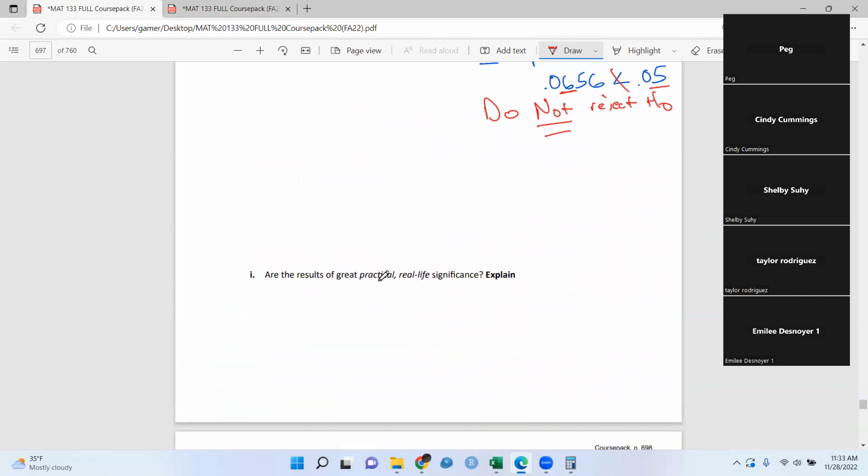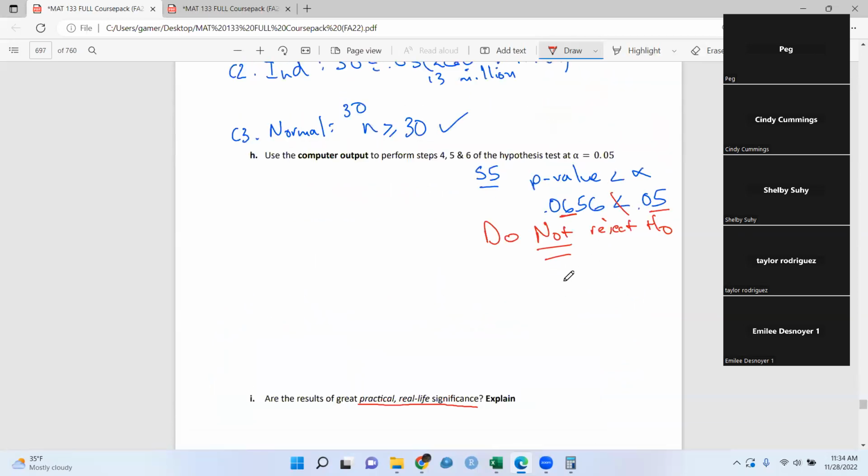This is an interesting question here. Are these results of great practical real life significance? The results are that we have no results. So no, there is no significance. But even if there were significance, even if we were able to reject H0, it's really difficult to claim practical significance because you kind of need to be an expert in the field and you need to know what the amount of difference actually is.